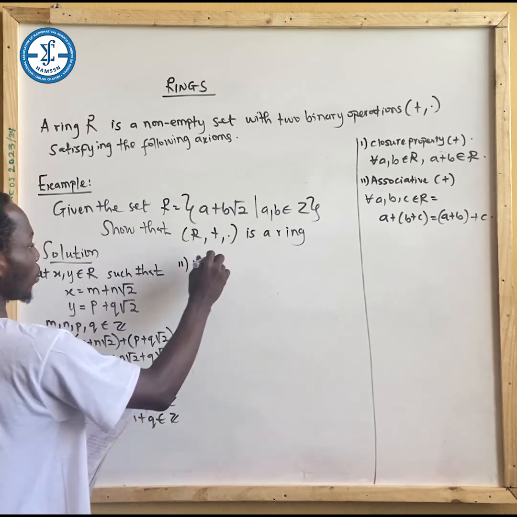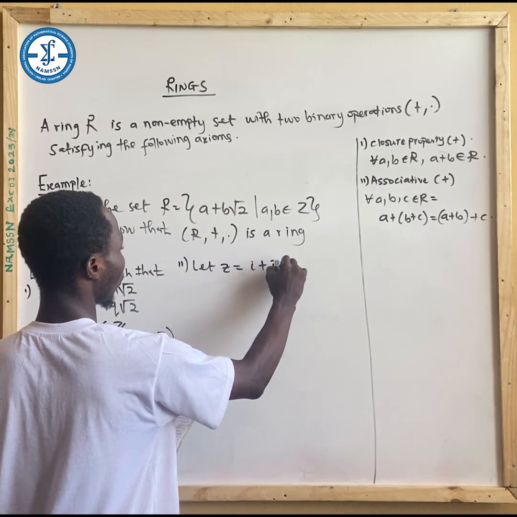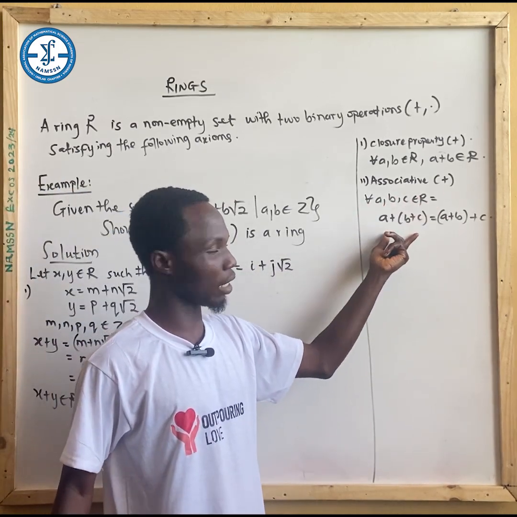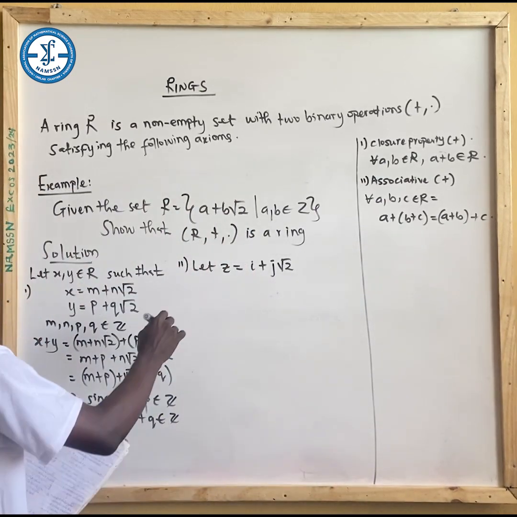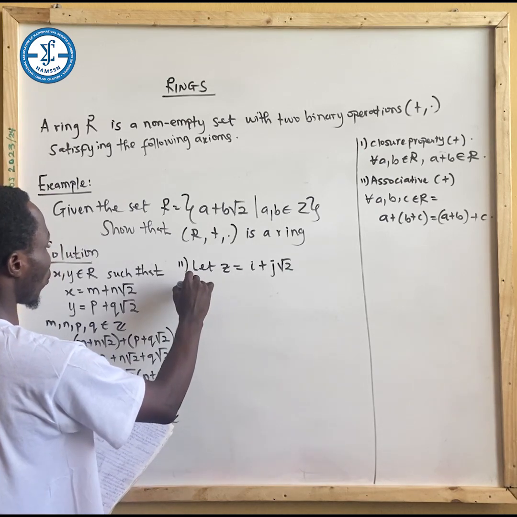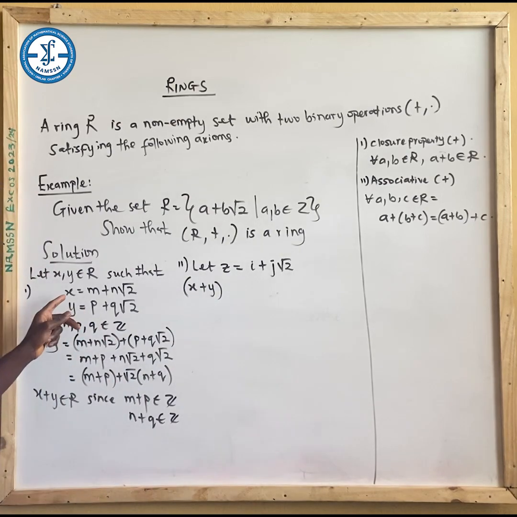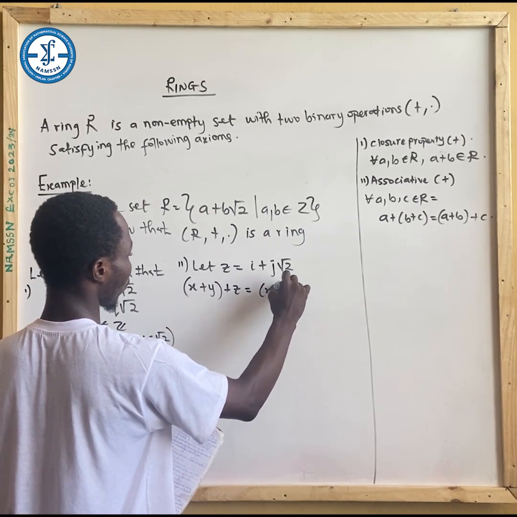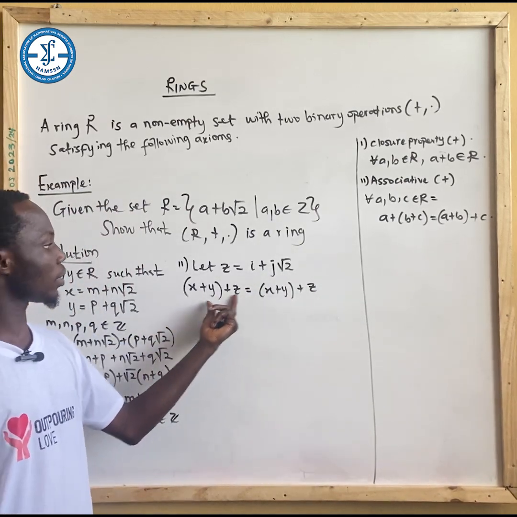I've picked x, y, let me pick z. Let z equal i plus j root 2. So what I'll be doing here in my associative property is I'm going to show that this left hand side is equal to this right hand side. We want to show that x plus y plus z equals x plus y plus z. I don't need to define my x and y again since I've defined them from the beginning. This is what I want to show: that this is equal to this.